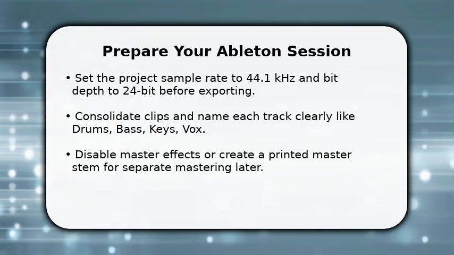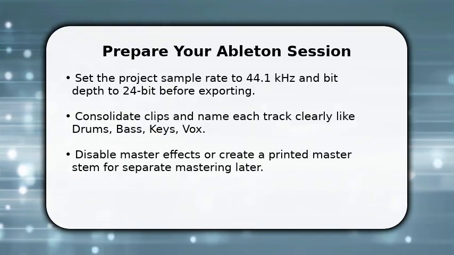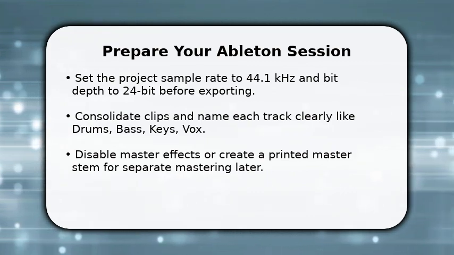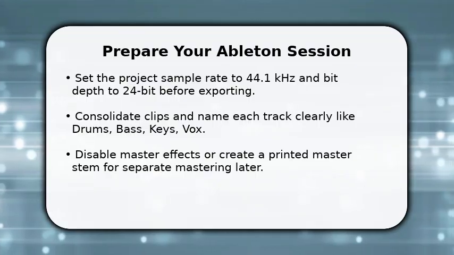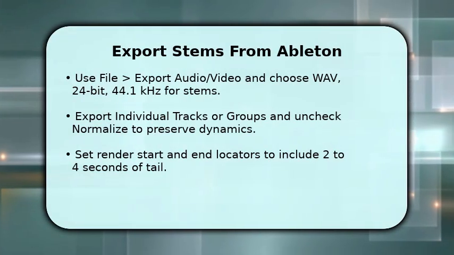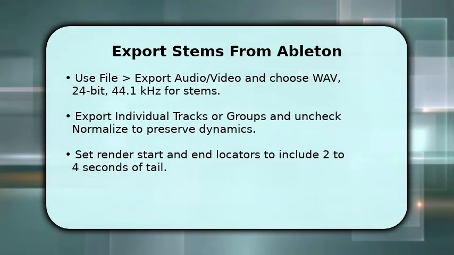Decide whether to print master effects onto a separate master stem or disable them for a dry export. Check tempo, time signature, and arrange locators to cover the full song length. Open File and choose Export Audio/Video to render your stems.